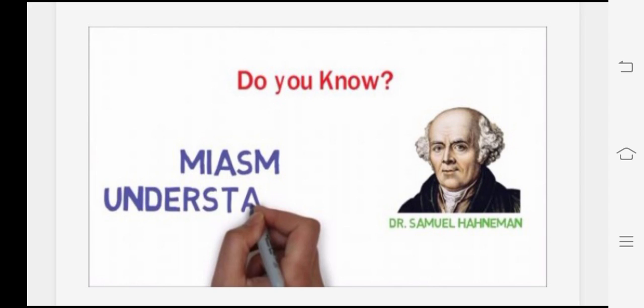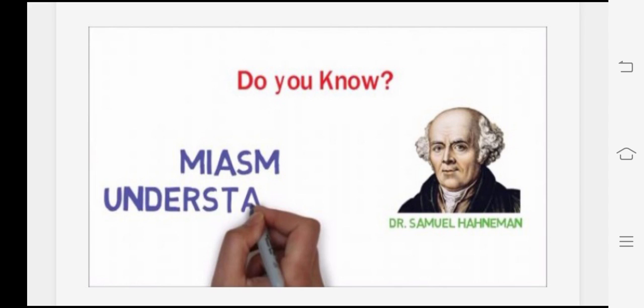Then the second special type is the half acute miasm. If you are asked about half acute miasm, you have to write about the miasm of hydrophobia. What is meant by hydrophobia? Hydrophobia means fear of water. It is the miasm of hydrophobia.